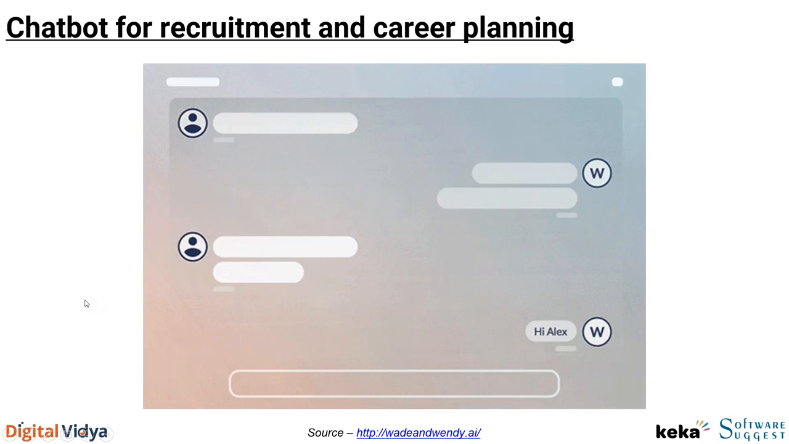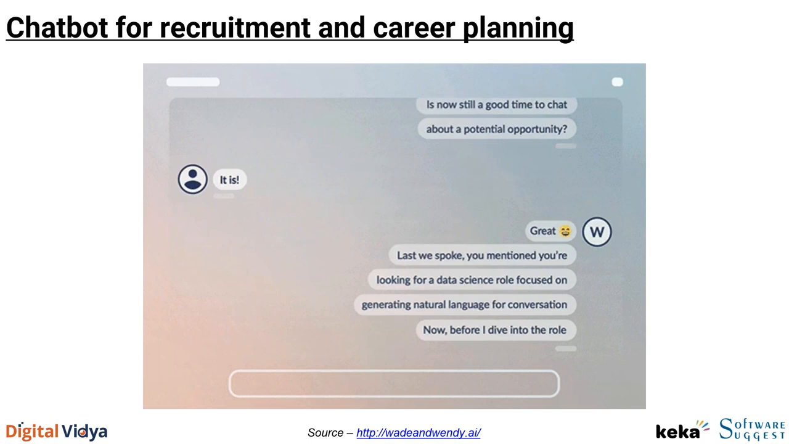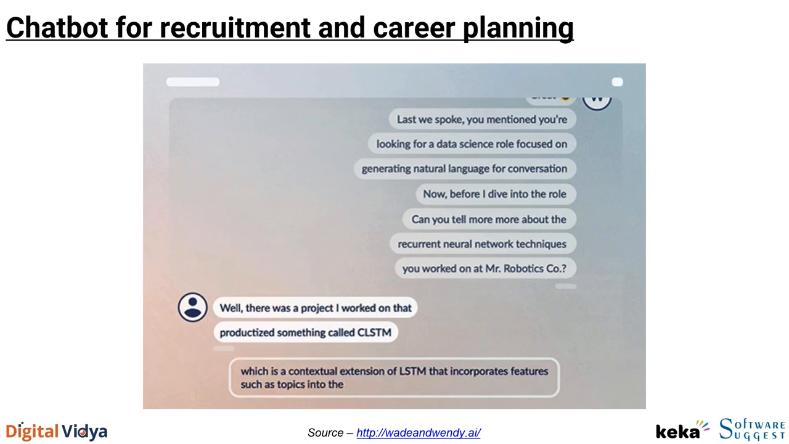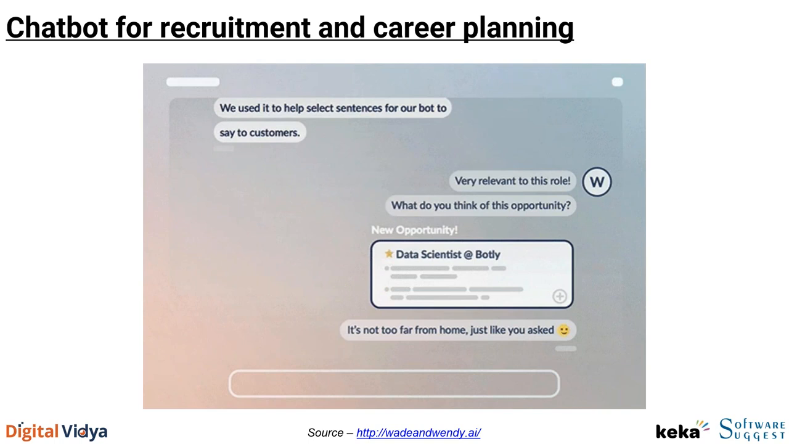You see this? Wade gets in touch. He says, "Hi, Alex, is it a good time to chat about a potential opportunity?" Alex says yes. So Wade is the assistant here. He says, "Great, you mentioned that you're looking for a data science role focused on generating natural language for conversation. Can you tell me more about the recurrent neural network technique?" So basically he's asking, "Tell me more about what exactly you're looking for." And this guy gives the details saying, "Okay, well, this is all I was looking for." And the AI automatically finds a relevant opportunity and says, "Well, why don't you look at this?"